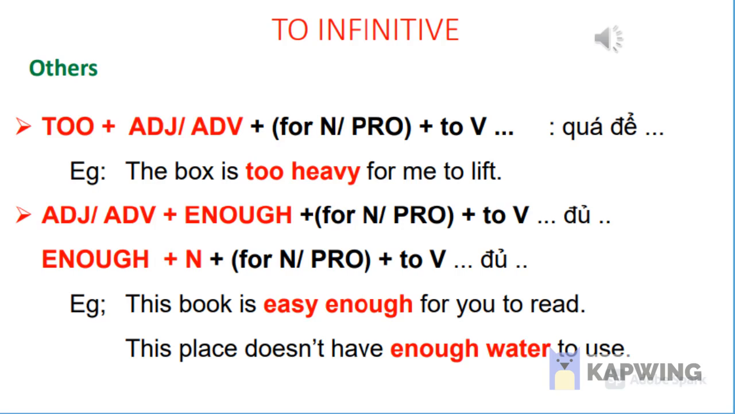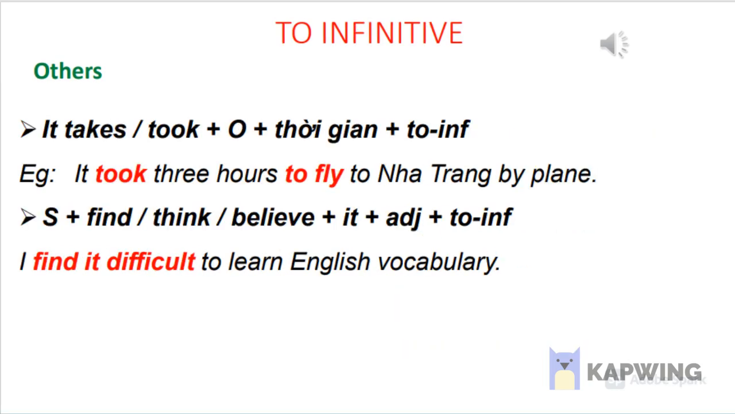We are going to learn about bare infinitive. It means we use the infinitive without to. Firstly, bare infinitive can be used after modal verbs like can, could, may, might, will, would. For example, I must go.